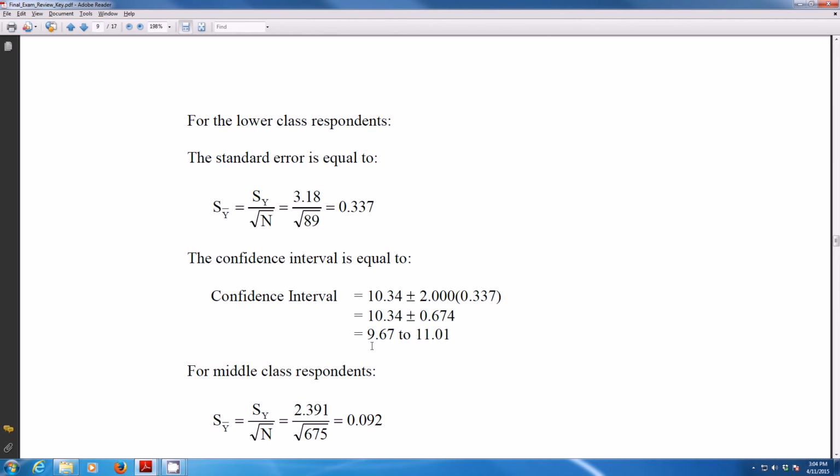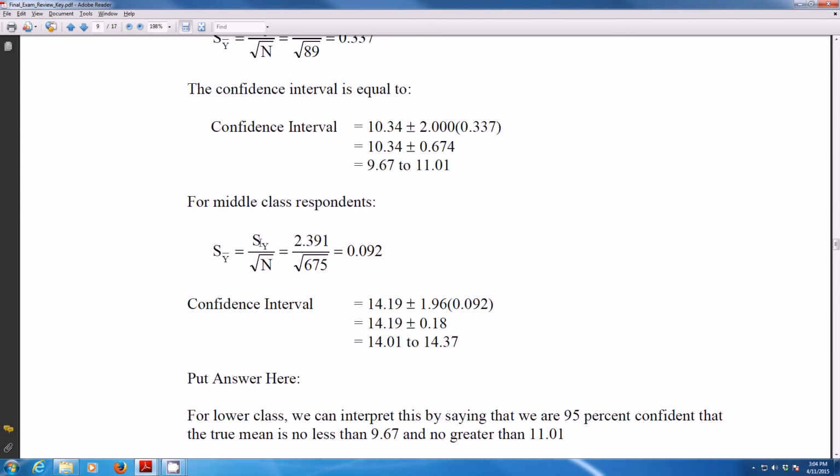And so we can say that we're 95% certain that lower class respondents have between 9.67 years of education and a little over 11 years of education. Now for the middle class respondents, we'll take their sample standard deviation, 2.38, divided by the square root of their sample size, 675. We get an estimated standard error of 0.092.